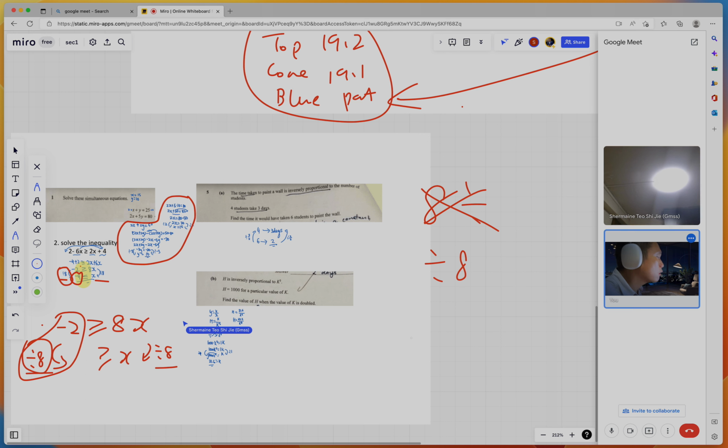So what is the correct answer? Negative 0.25. So how many mistakes in your solution here? What's the first mistake? The changing of sign. Why changing your sign? Because I didn't divide by any negative numbers, but then I changed the inequality sign. Okay. Next, what's the second mistake?